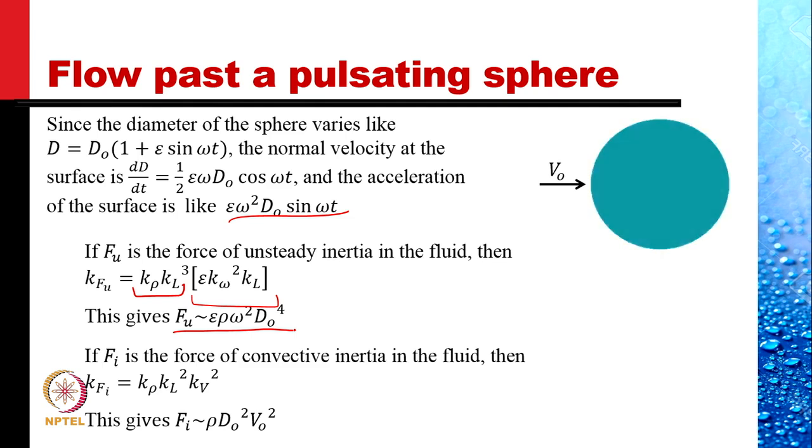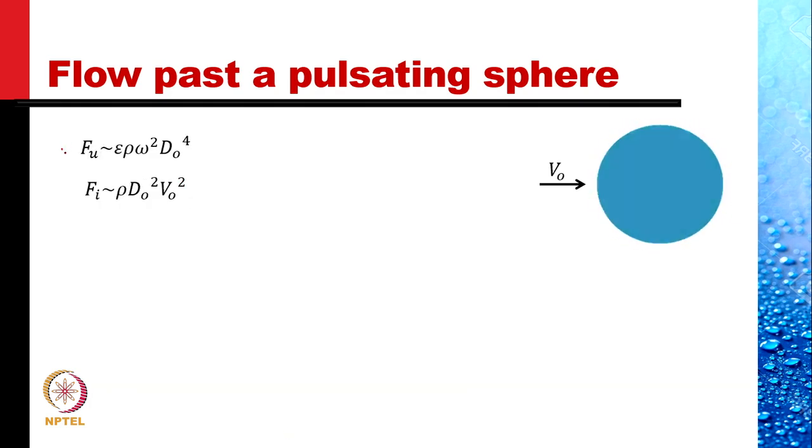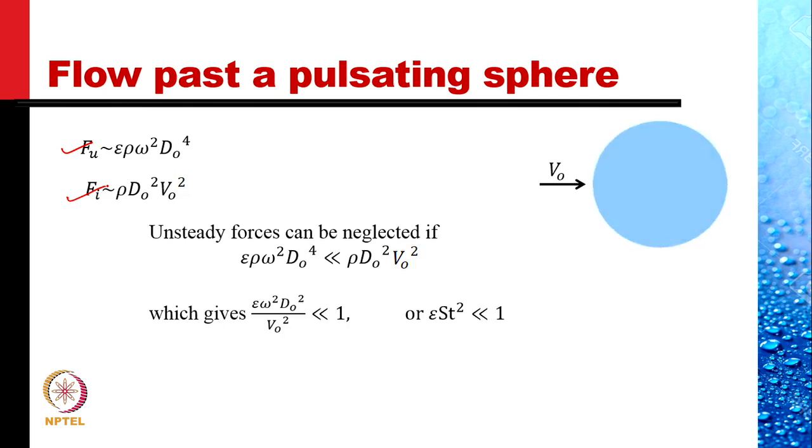If Fi is the force of convective inertia, then Fi is K rho KL square Kv square. This we have obtained a number of times earlier. So this gives you Fi is like rho d naught square V naught square. So the unsteady force is this, and the inertia force of convective acceleration is this. So the unsteady force can be neglected if epsilon rho omega square d naught raised to power 4 is much less than rho d naught square V naught square, which gives epsilon omega square d naught square by V naught square is much less than 1.